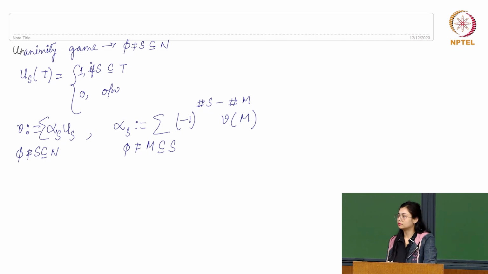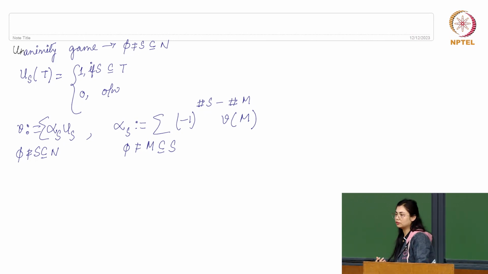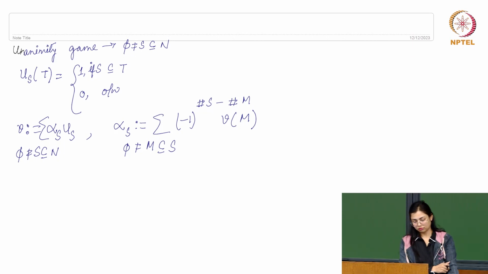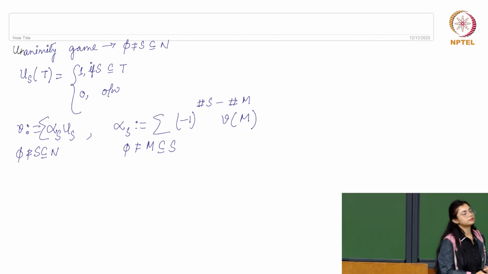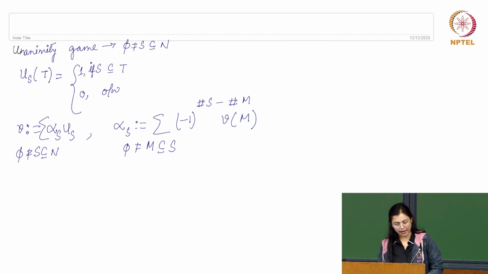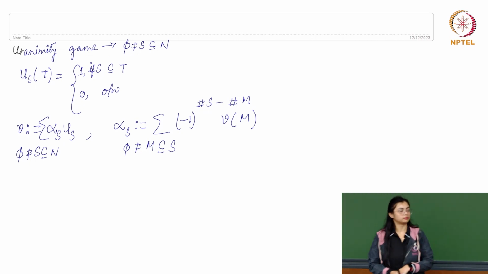What is the domain of U_S? The domain of U_S is actually GN. In both cases, S and T are subsets of N, all are coalitions. Okay.